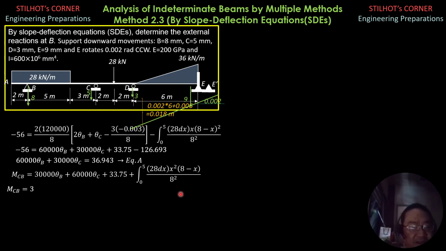So combining and simplifying, MCB is 30,000 theta B plus 60,000 theta C plus 111.224. So call that equation 1. Then we proceed to MCD.